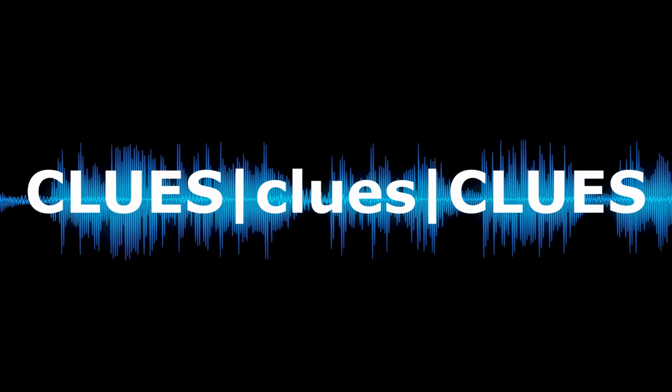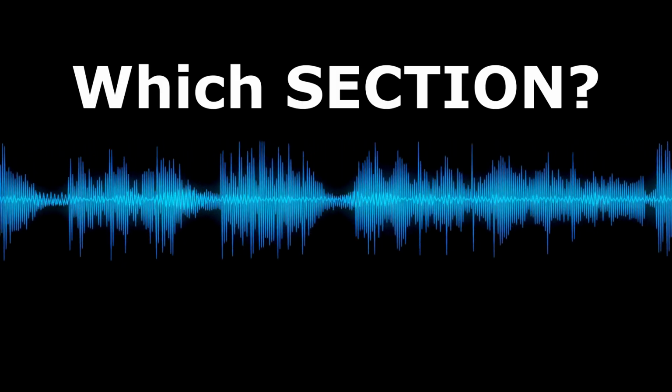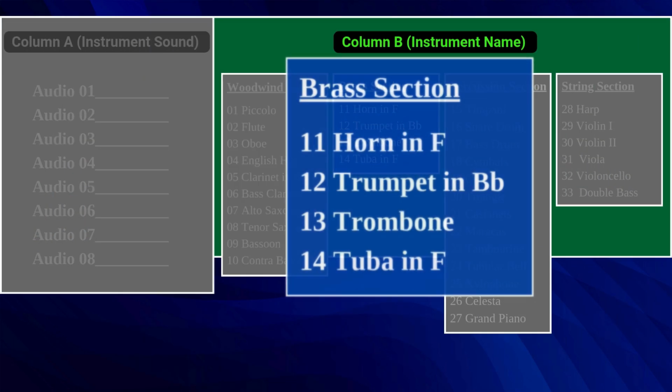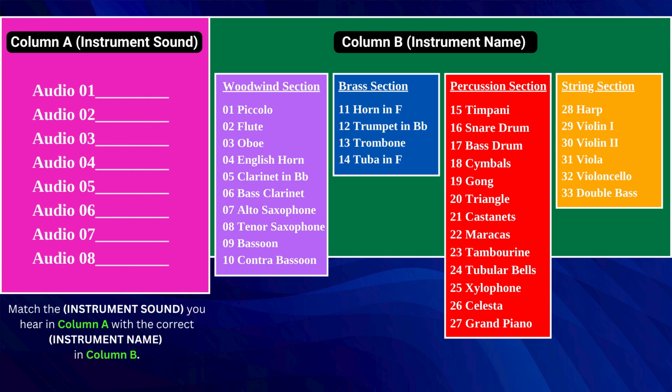Now here are some clues to help you to get the correct answers. When you hear the instrument sound, first identify which section of the orchestra you think the sound belongs to, which could be the woodwind section, the brass section, the percussion section, or the string section. Then narrow down your choice by selecting the correct instrument name. Enjoy the challenge and let me know how you did in the comments.